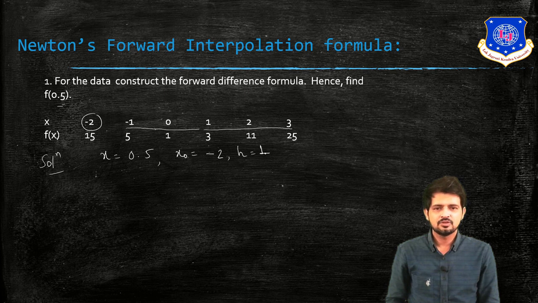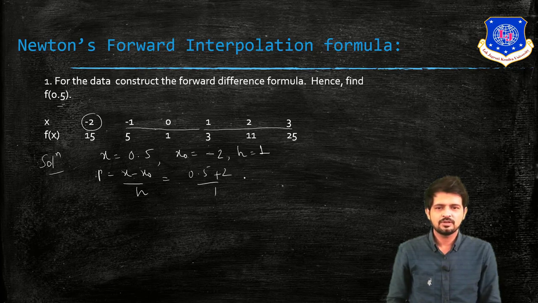See, h is equal to 1, you can see. How can I find p? p can be found by (x minus x0) upon h. So my p will be 0.5 plus 2 upon 1. So my p is equal to 2.5.